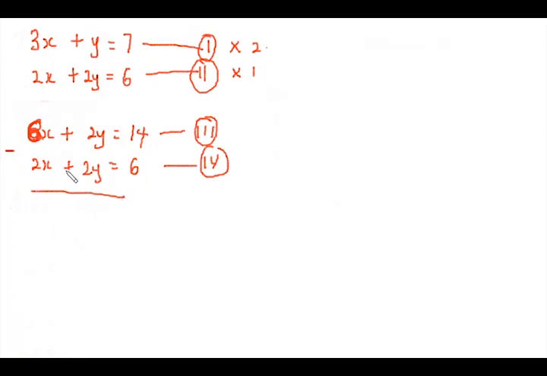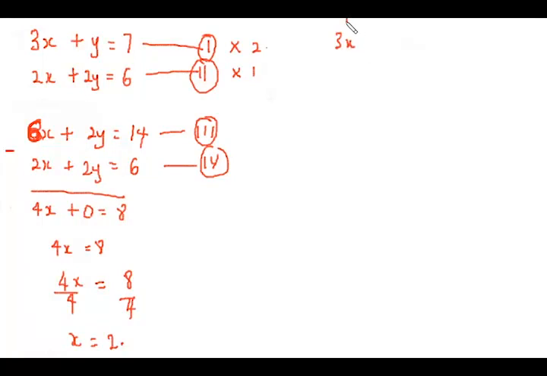So 6x minus 2x is 4x, and then 2y minus 2y is 0. 14 minus 6 is 8. So I'd have 4x equals 8. Dividing both sides by 4, I'd have 4x over 4 equals 8 over 4. So x would be equal to 2, and then I'll be substituting the value of x into any of these equations to get my value of y.